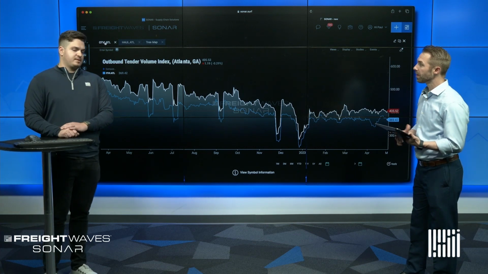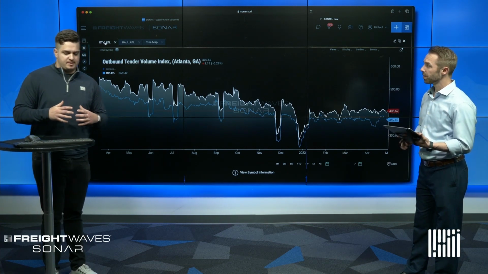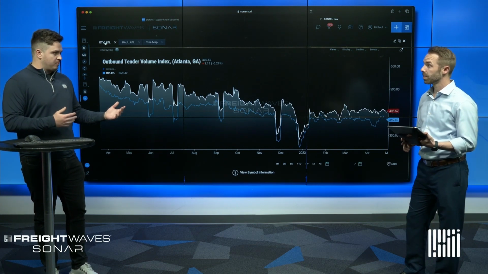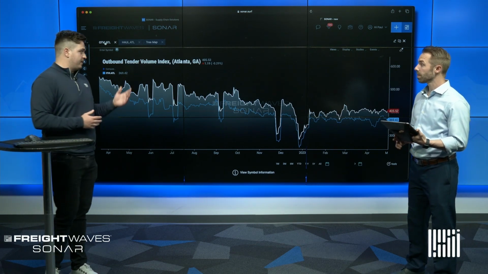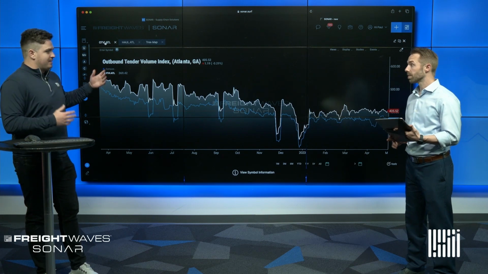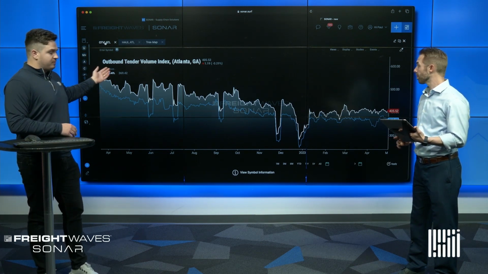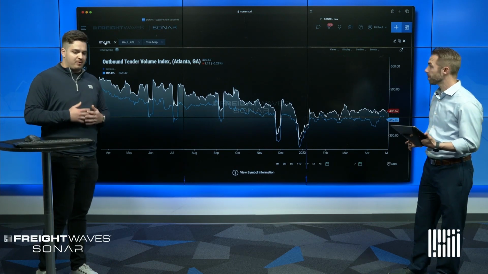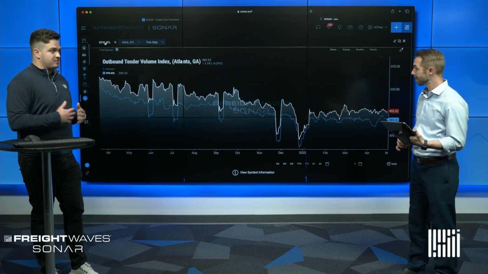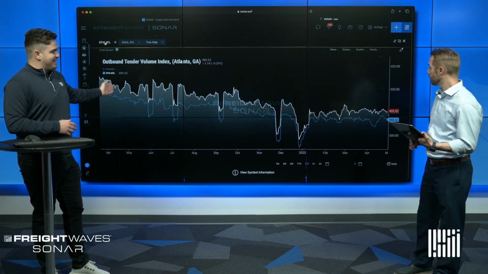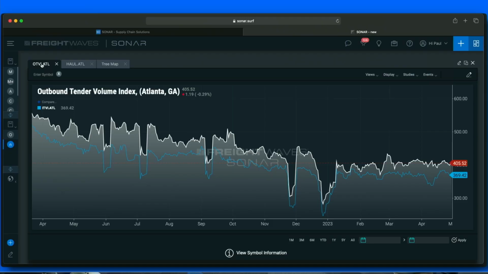Yep, absolutely. So the Head Haul Index is going to be a proxy for the load balance that we have in individual markets. What we're looking at here is the data it's comprised of. We see in white the outbound tender volume index, indicative of the amount of loads, or tenders for loads, in that particular market. And then the blue is the inbound tender volume index.